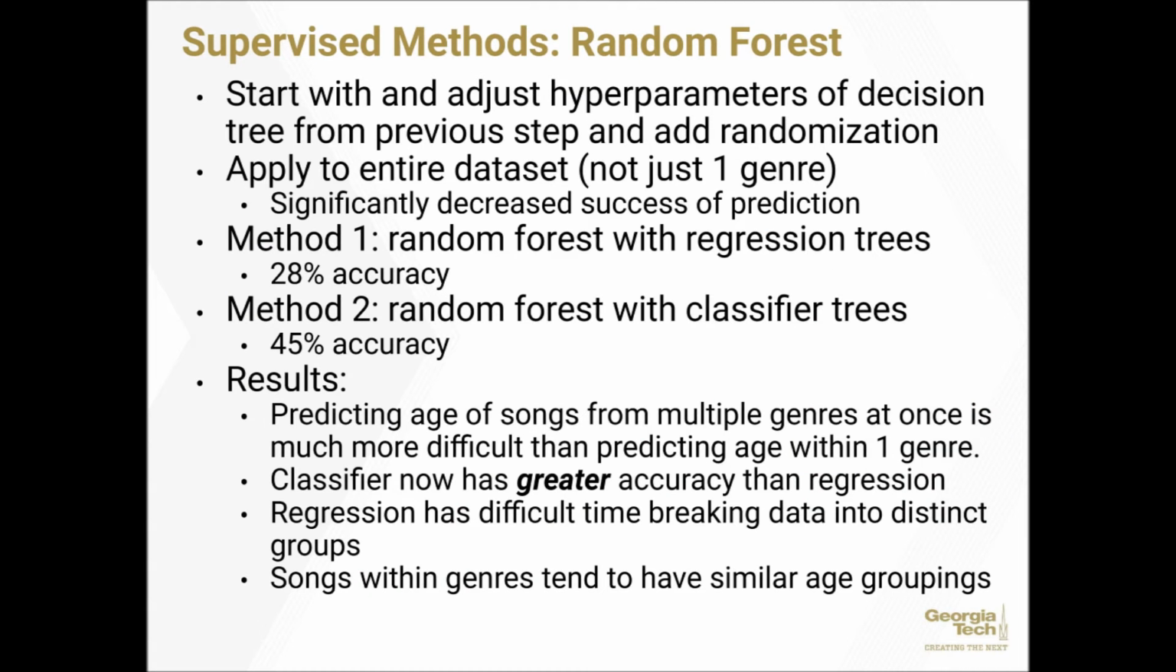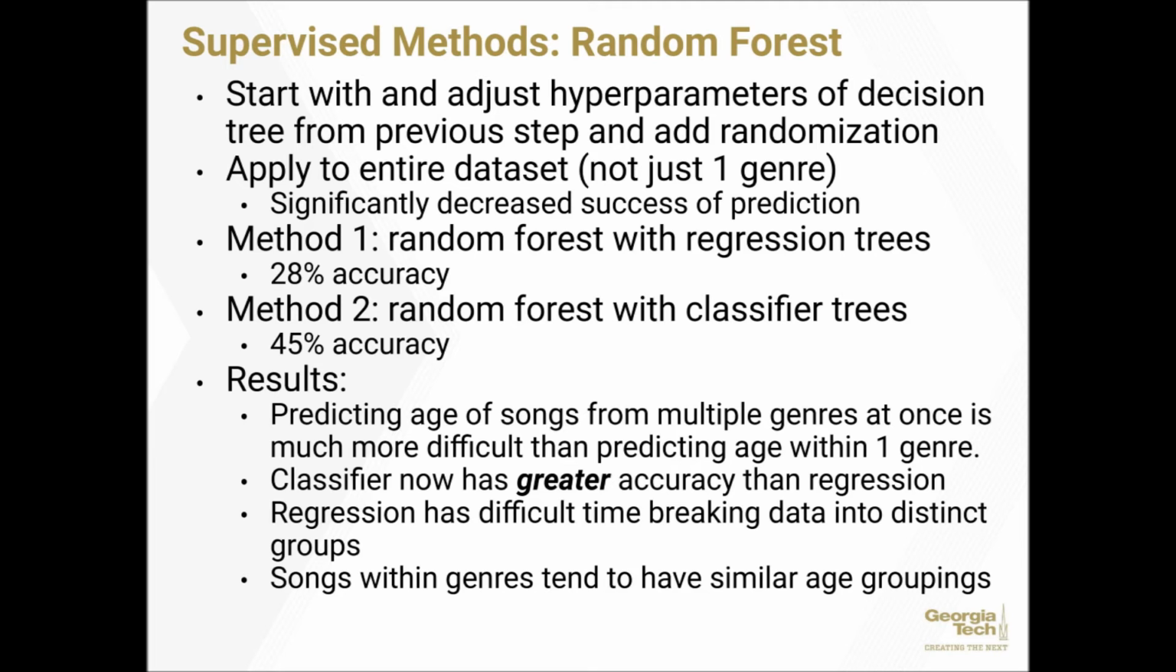We started with and adjusted the hyperparameters of the decision trees from the previous step and added randomization. Then we applied this method to the entire dataset. This, however, significantly decreased the success of our prediction. With the first method, we used a random forest full of regression trees and obtained 28% accuracy. In the second method, we used a random forest with classification trees and obtained 45% accuracy.